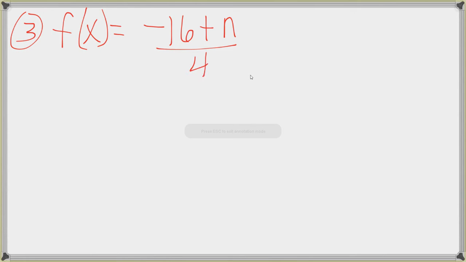f of x equals negative 16 plus n over 4. g of x equals 4n plus 16. And what I noticed here after I wrote this was that I have x's and n's together.